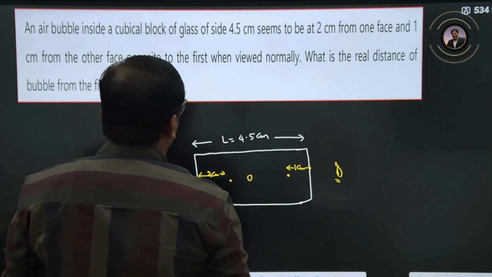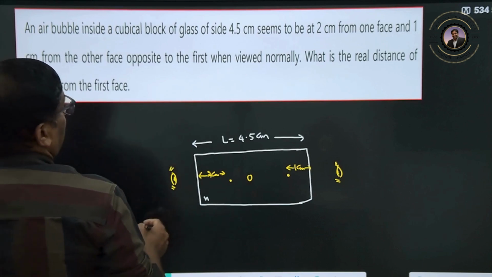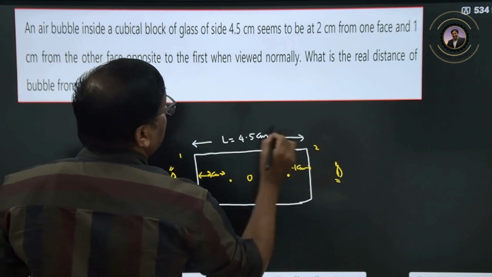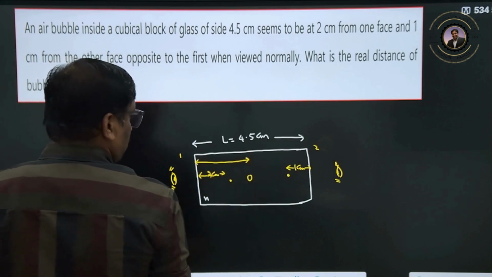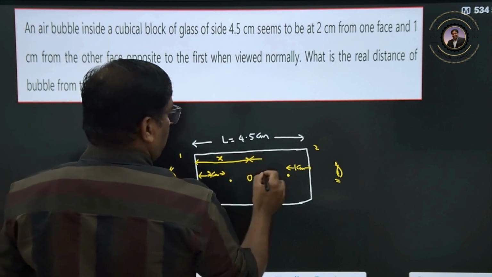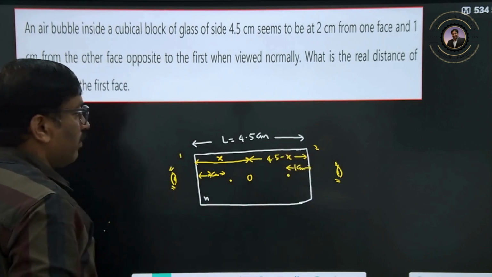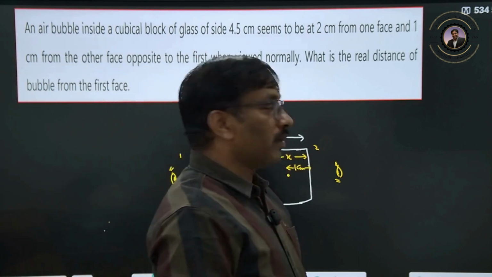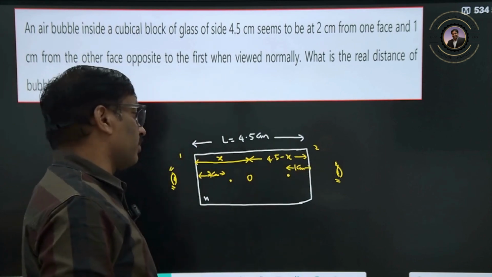Now, he is asking what is the real distance from the first face. This is your first face and second face. Suppose this distance is x, and this other distance will be 4.5 minus x. Clear? This is your real distance, and this is also a real distance for this one.